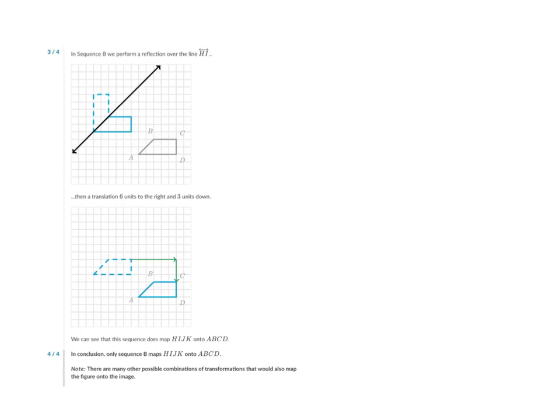Then we have sequence B. It says reflected over the line HI. So here was HI, reflecting this over, it looks like this. And then if we translate it to the right and down, we see it lays perfectly over that gray shape that we originally had. That means sequence B does work. And the answer to number 4 is only sequence B.